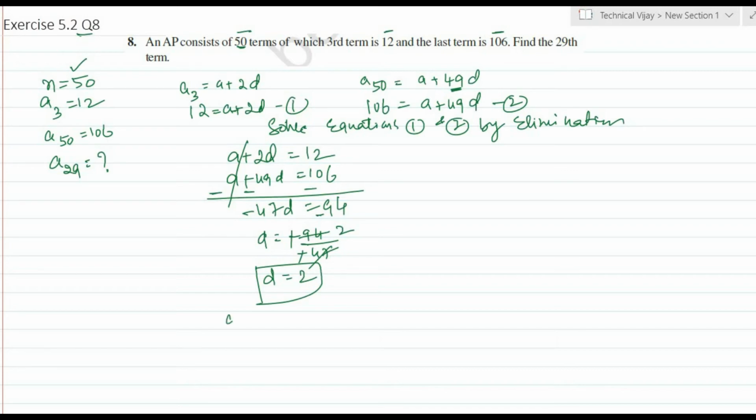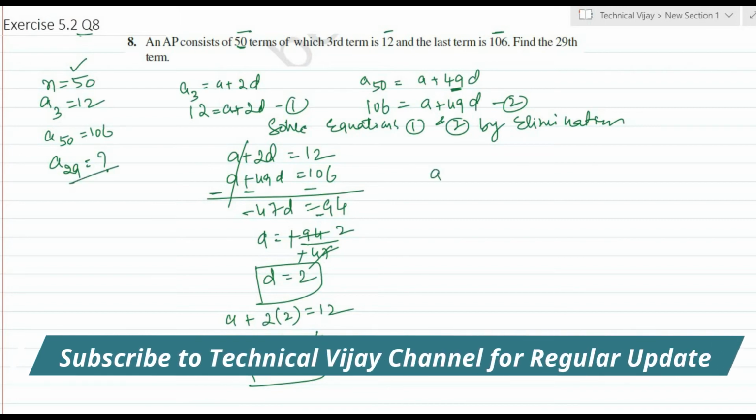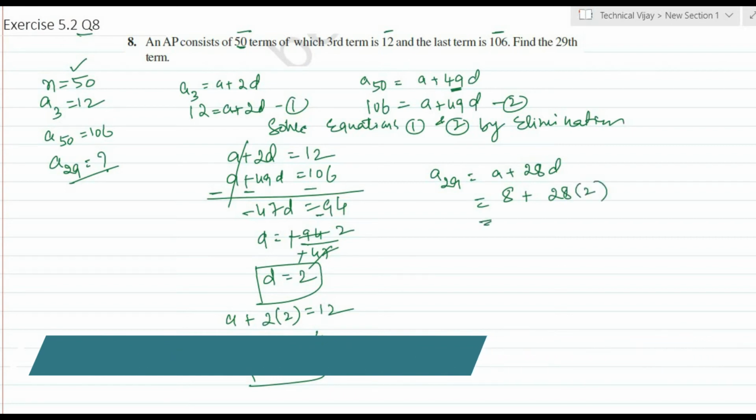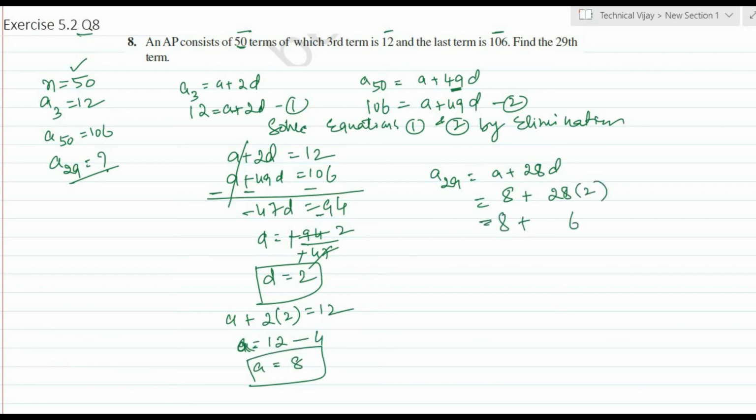Okay, this D value we will substitute. A plus 2 into 2 is equal to 12. So A is equal to 12 minus 4. So A is equal to 8. Now we want to calculate A29. A29 is equal to A plus 28D. So 8 plus 28 into 2, that is 8 plus 56, which is 64. A29 will be 64. That is, the 29th term is equal to 64.